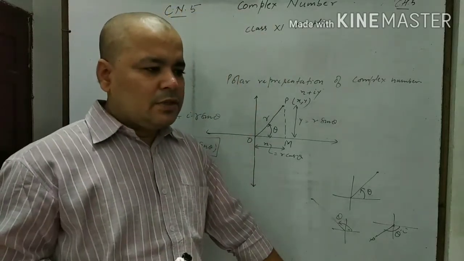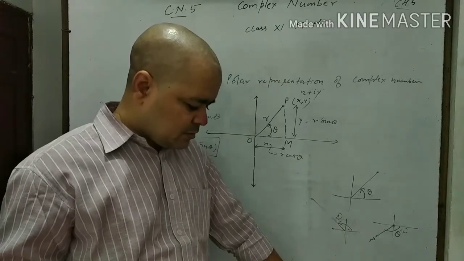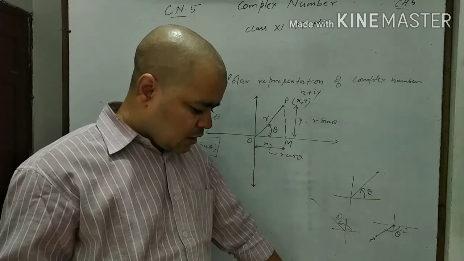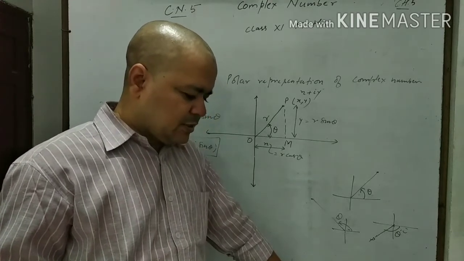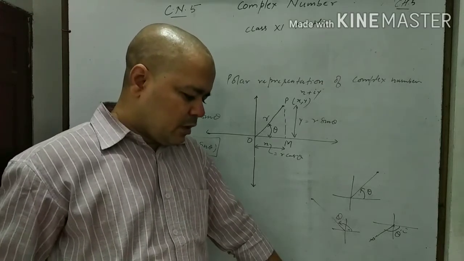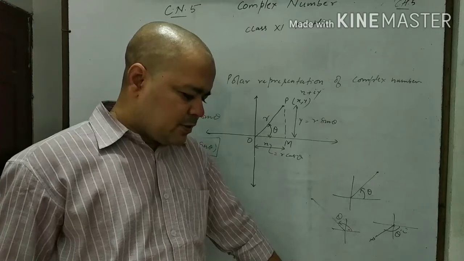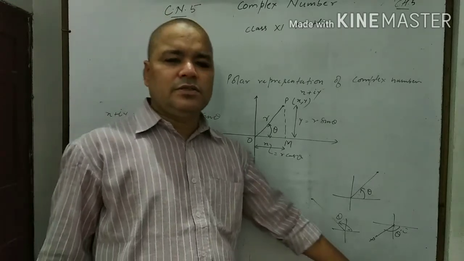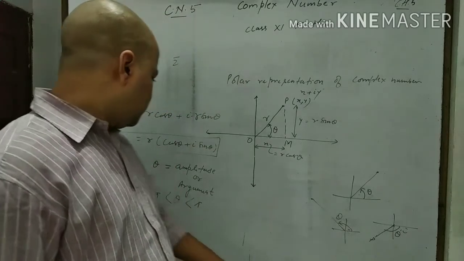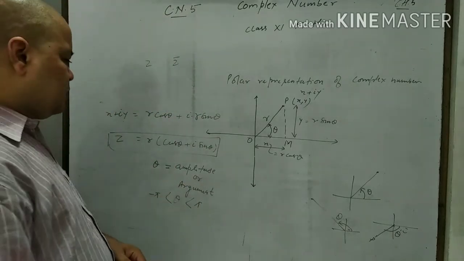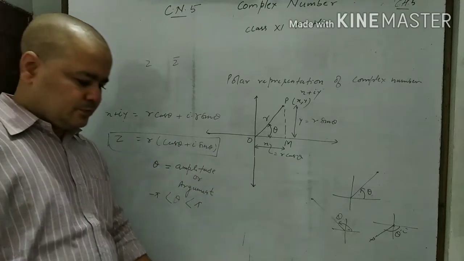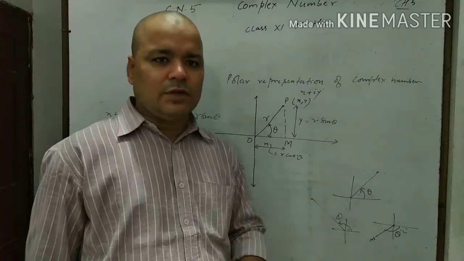For which complex number the argument or amplitude does not exist? That is the zero complex number. For zero complex number, the argument, that is theta, does not exist, because here cos theta and sin theta are not possible for 0. If one will be 0, then the other will be 1.